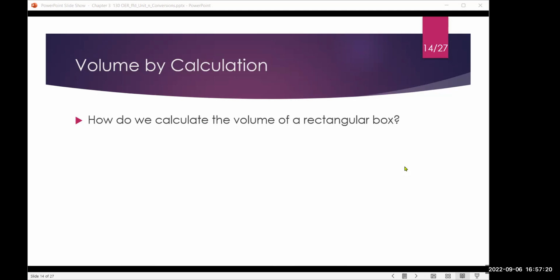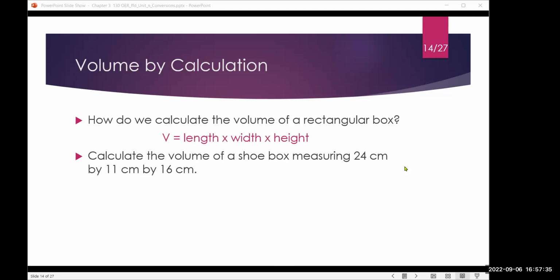The first one is real straightforward. If it's a nice regular box or something you can measure, like a box or rectangle, it's real simple. Length times width times height, okay? And you just take those measurements and multiply them. And in this case, you get 24 centimeters times 11 centimeters times 16 centimeters gives you 4,200 cubic centimeters, okay?